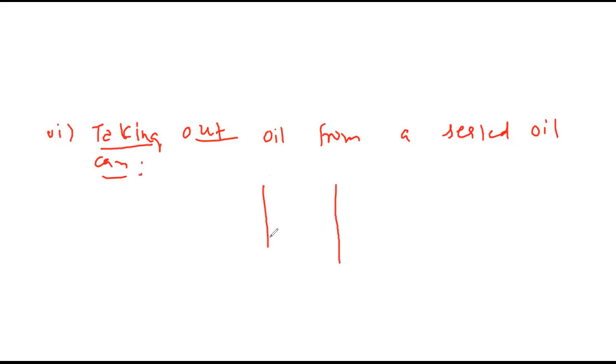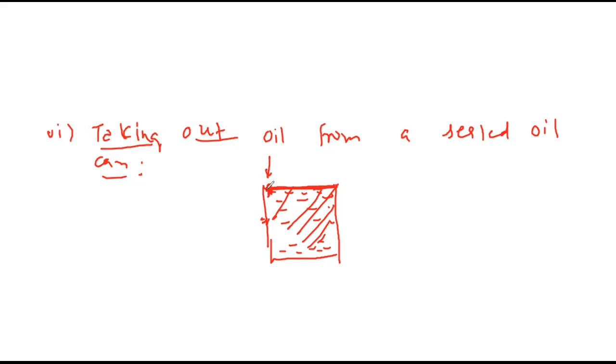Suppose this is a single can, completely filled with oil, and you make a single small hole here. Because it is completely filled, there is no air inside. When you tilt this, the pressure due to the entire liquid column inside the can at the hole is less than the atmospheric pressure outside the can.